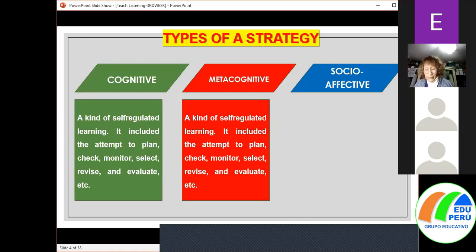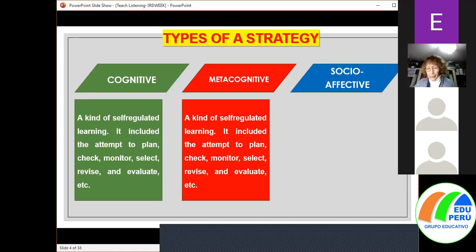Remember, cognitive is related to the knowledge, as your partner says. We're going to use some strategies to recover information, to get information, in order to increase our knowledge. So here we're going to analyze the language, the vocabulary, the structures, and so on. So these are the cognitive.